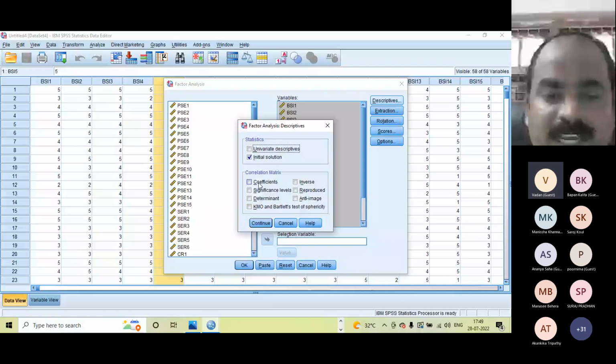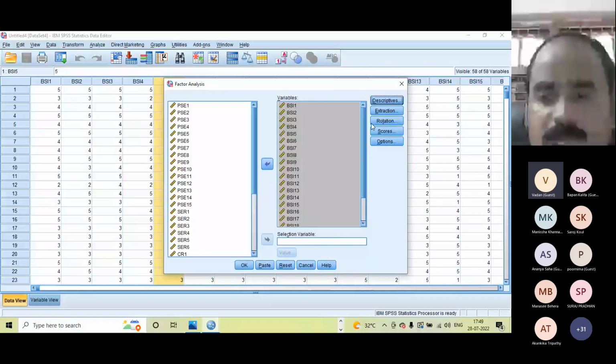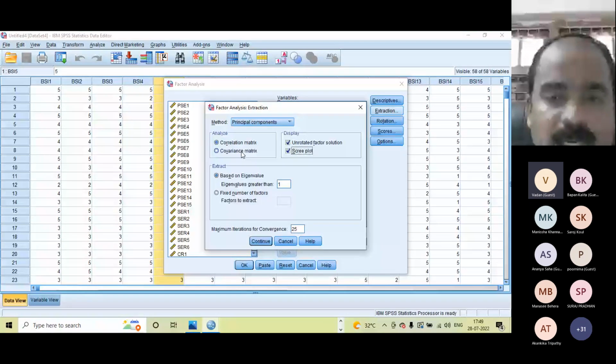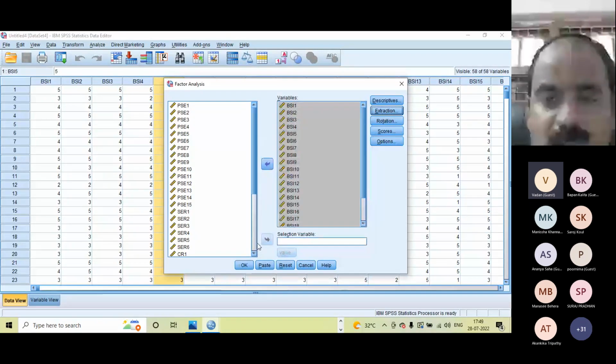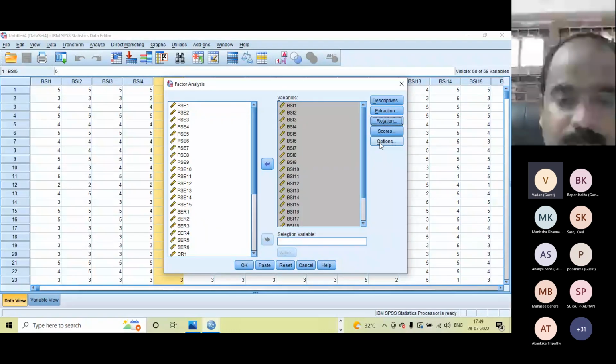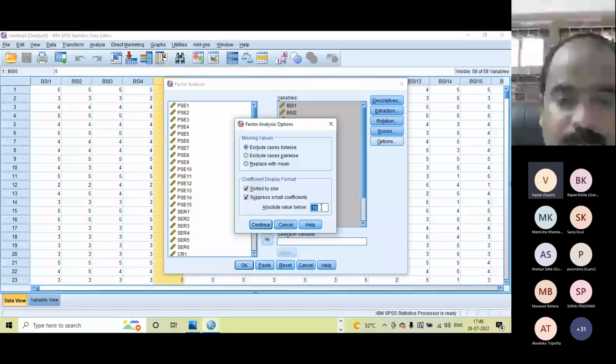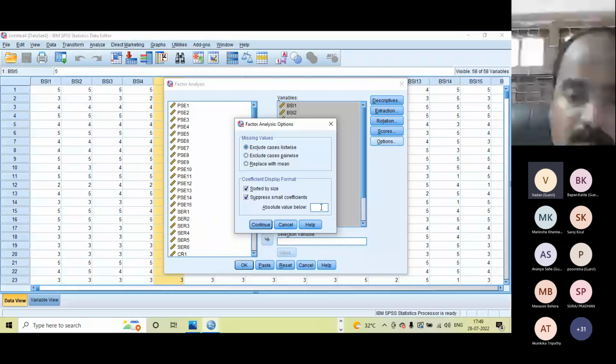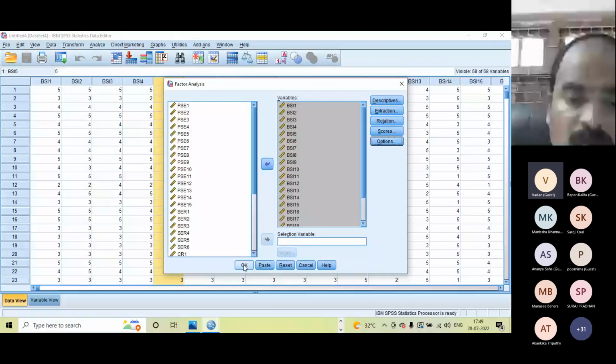Then I will tick what I require. Then going to extraction, I will check it. Then going to rotation, I am making Varimax rotation. Most of the researchers, most of the students, do Varimax rotation. Then go to options, then sort by size. Most of the time, strict researchers suppress coefficients less than 0.5. I also do that. You can make it 0.3. Continue. Then you click.